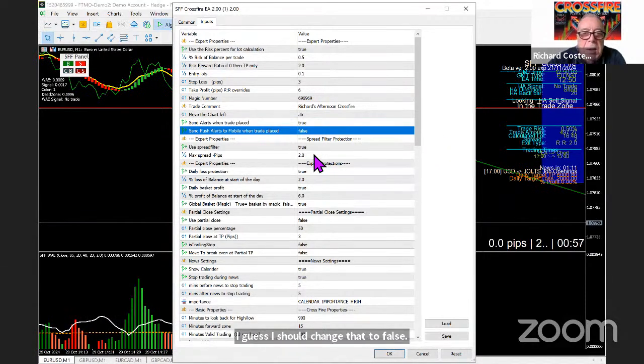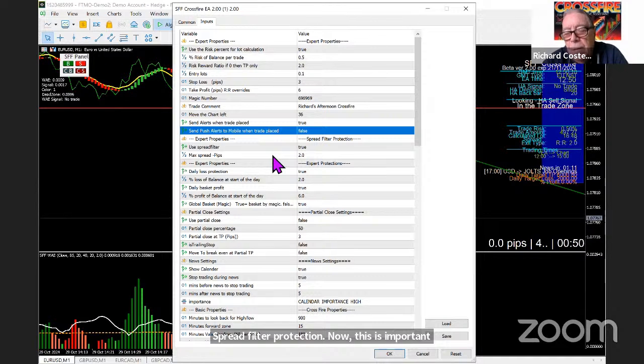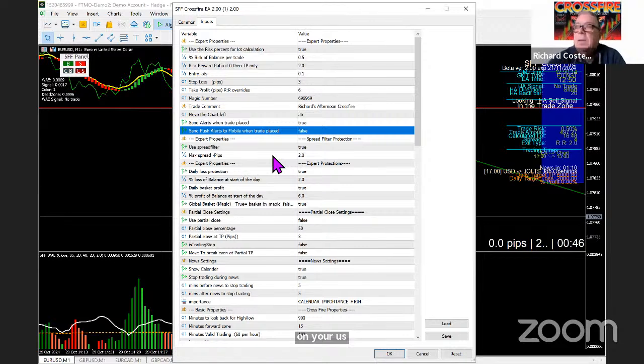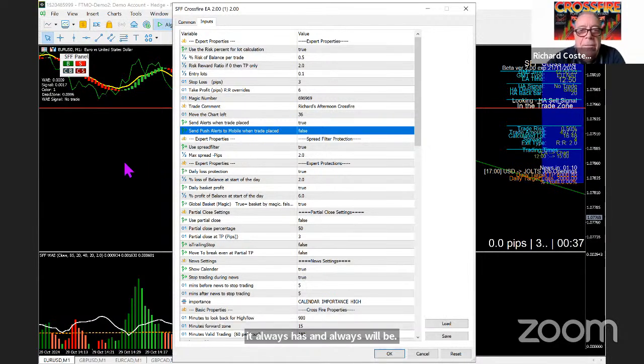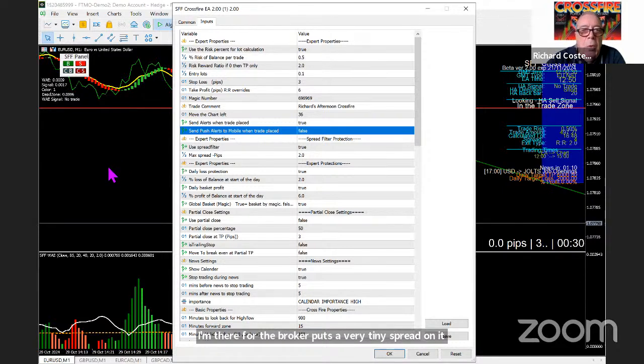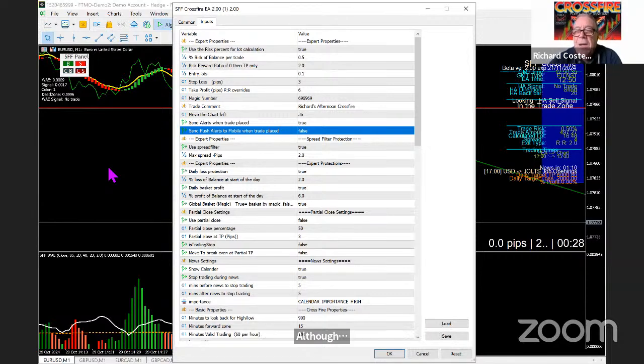Spread filter protection. Now, this is important. On Euro US, the broker spread is always low. In fact, Euro US is the lowest spread of all the Forex pairs. It always has and always will be, because it's the most traded pair in Forex. And therefore the broker puts a very tiny spread on it. Other pairs will have higher spreads.